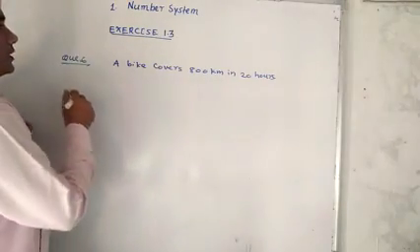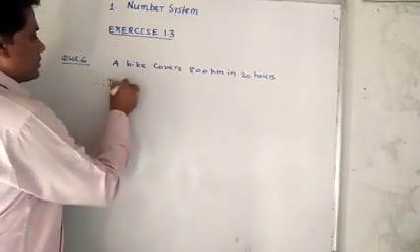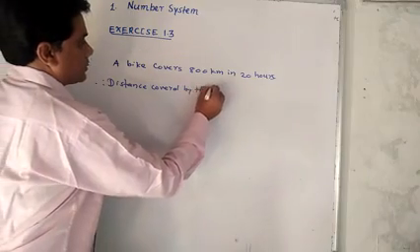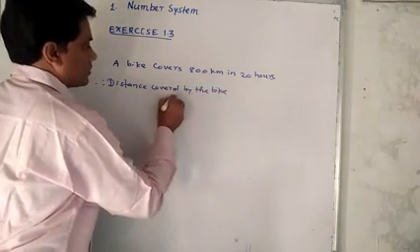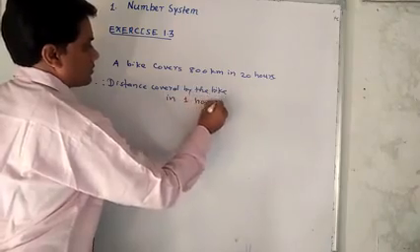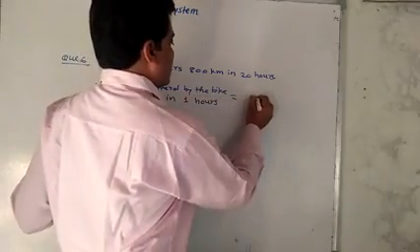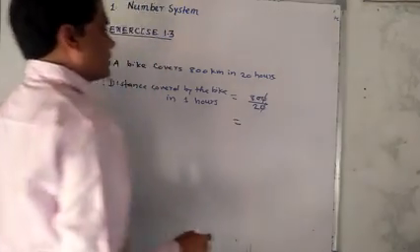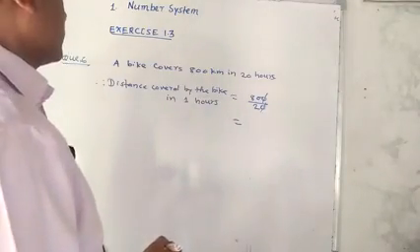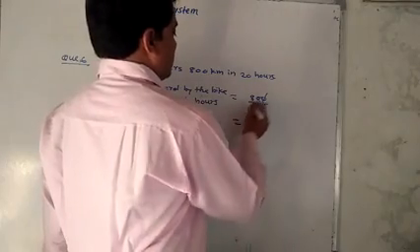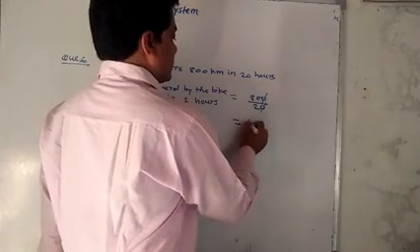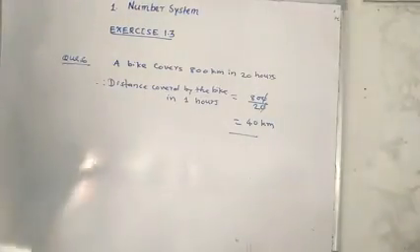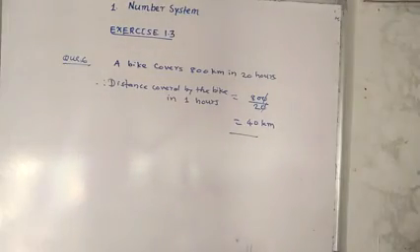Therefore, the distance covered by the bike in 1 hour is equal to 800 divided by 20, means 0 gets cancelled. 2 4s are 8, means 40 kilometers. Distance covered by the bike in 1 hour is equal to 40 kilometers.